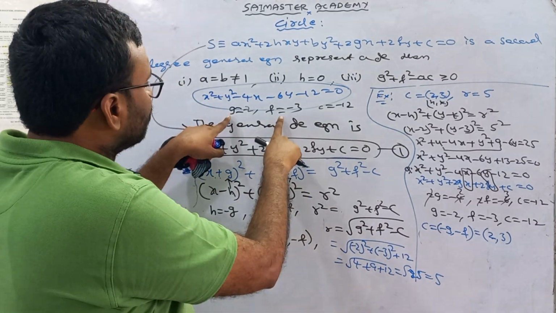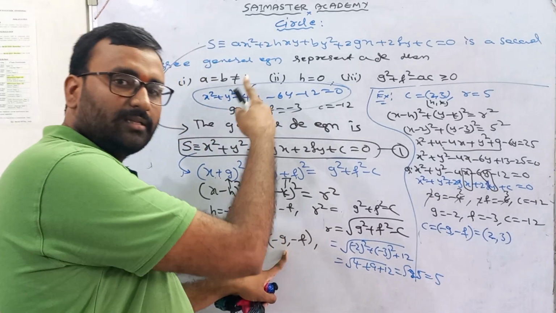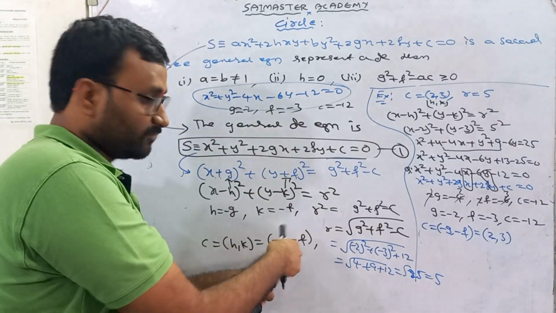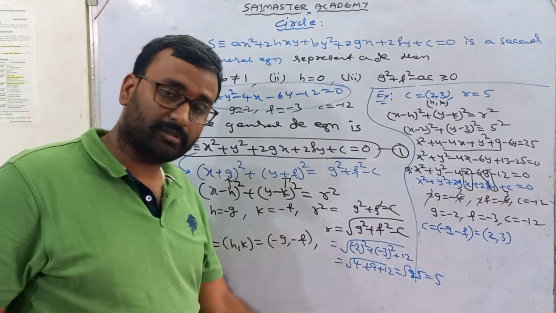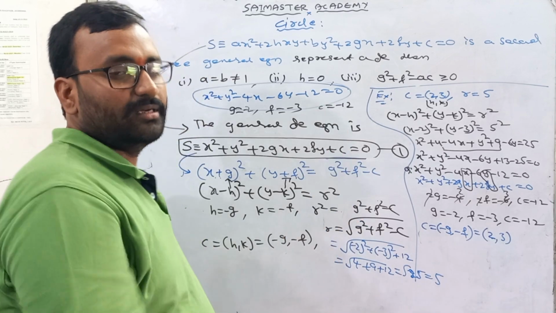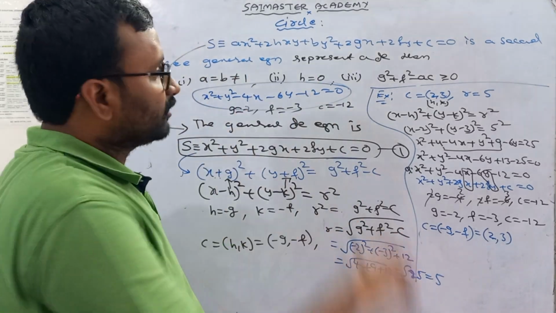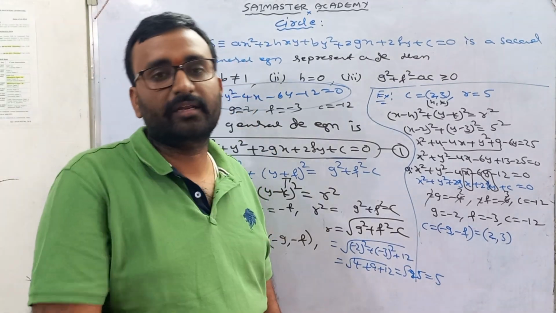And now you can write the g, f values: in place of g, f, already minus, then minus into minus is plus. If there is plus, it will be minus. And we have the radius formula, root over g square plus f square minus c. Just substitute g, f and c values here, you will get the radius. Okay, so this is about the equation of the general circle, which is from the second degree equation.